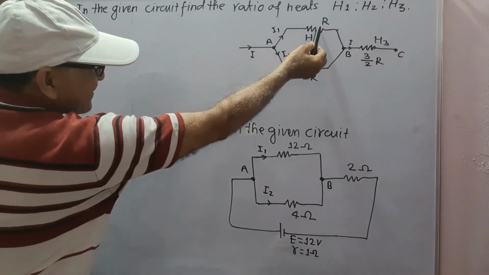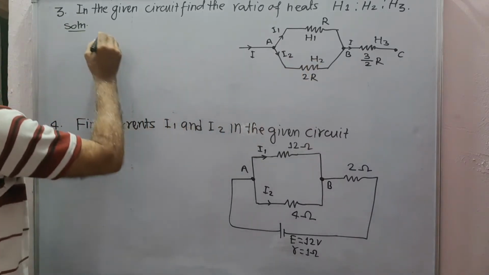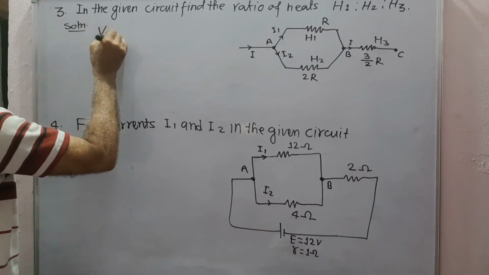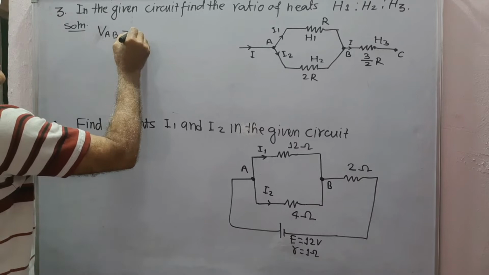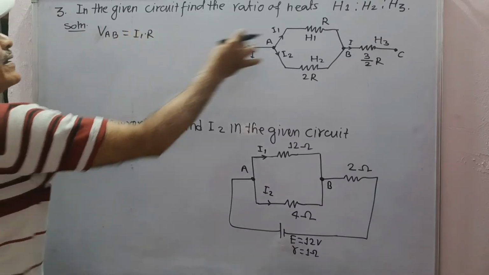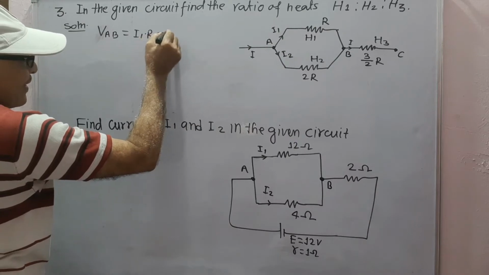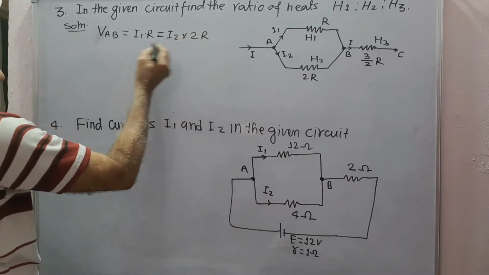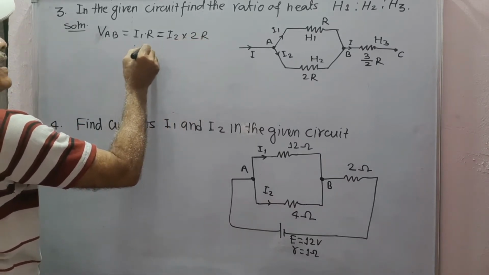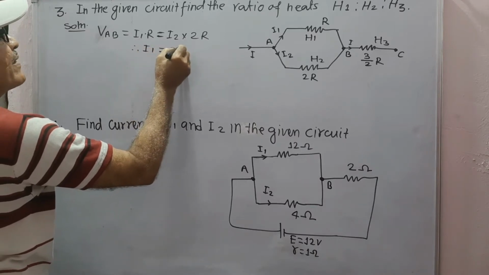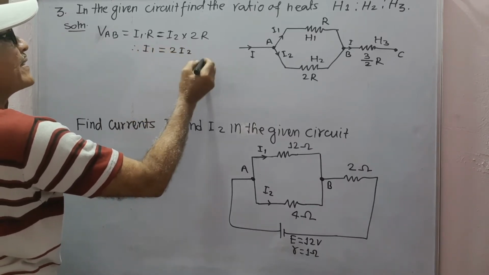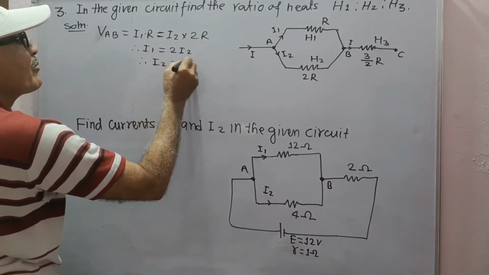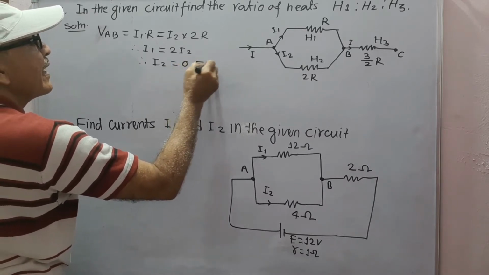Because resistances R and 2R are in parallel and in parallel voltage is same, therefore the potential difference between A and B will be equal to I1 into R, which is equal to I2 into this resistance 2R. R cancels, therefore I1 becomes 2 I2, that is I2 will be equal to 1 by 2, means 0.5 I1.